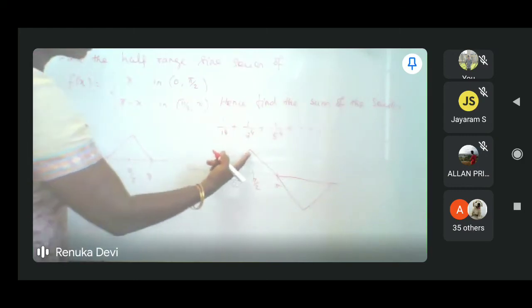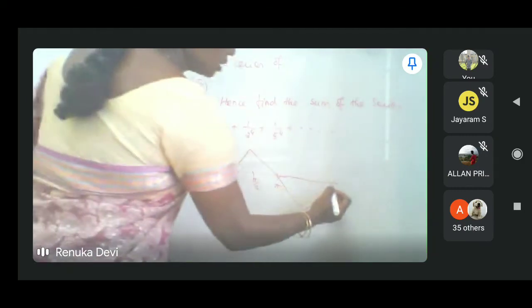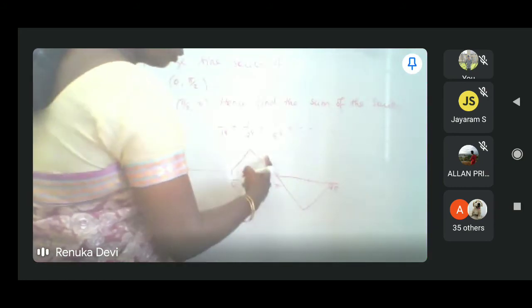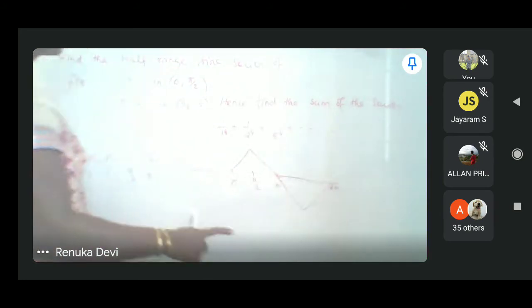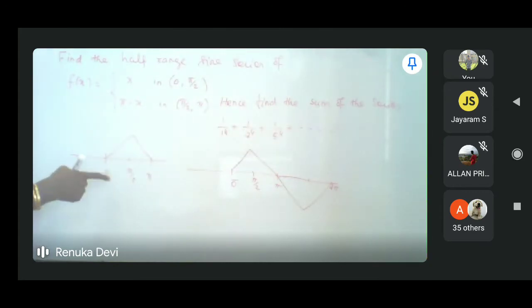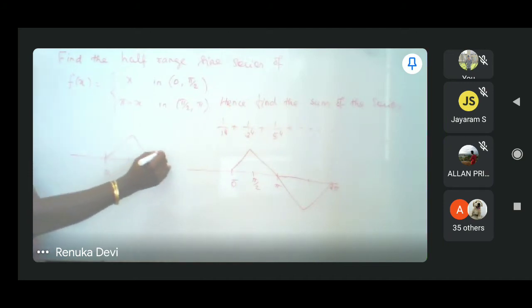Series. Therefore, the function is extended to 0 to 2 pi. How will you extend? So, you make this extension. Okay. And you are getting the sine series expansion. Now, for cosine series expansion, that is even extension. So, in that case, the function will be in this form.